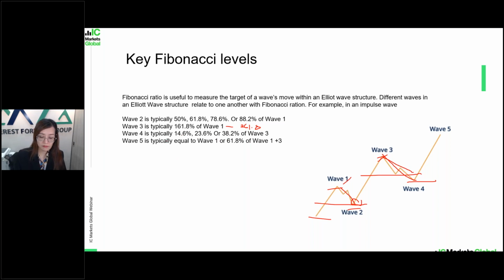What about wave 5? This is wave 5. It is typically equal to wave 1, this is wave 1, or 61.8% of wave 1 plus 3. How it looks, or how you're going to draw it, I will show you.